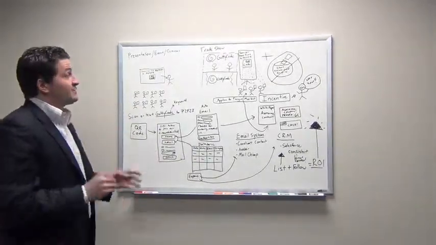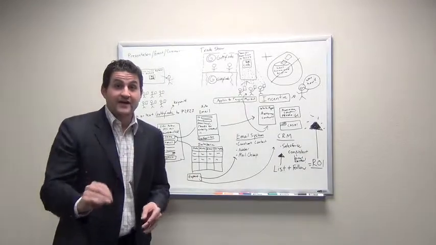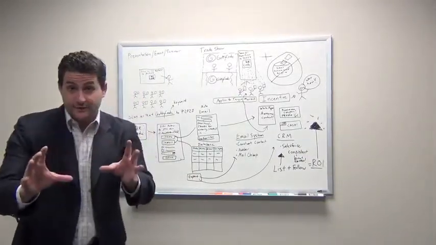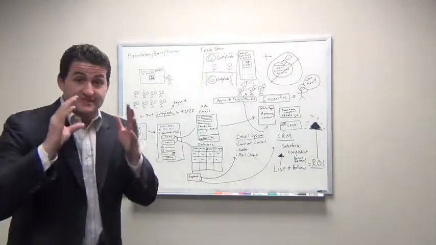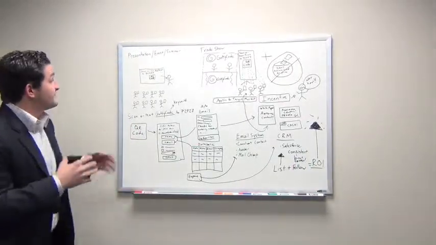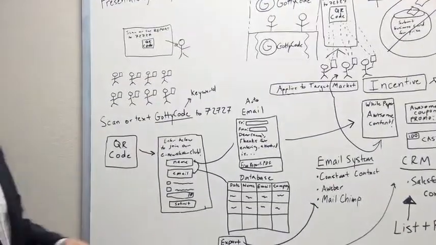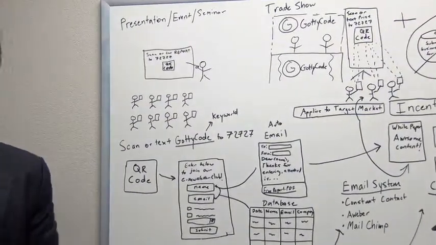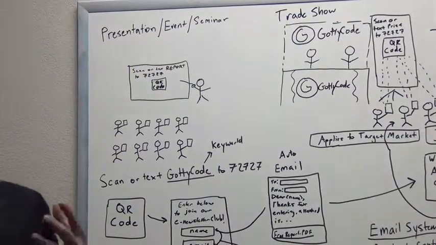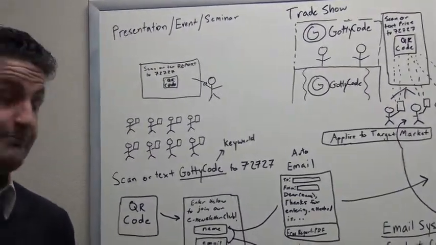And today we're going to be talking about how to use a QR code and an SMS at a trade show and an event. So this is some of the information that you need to know. So let's say that you have a presentation that you're giving, whether it's a presentation, a seminar, or some type of event where you're speaking in front of a lot of people.